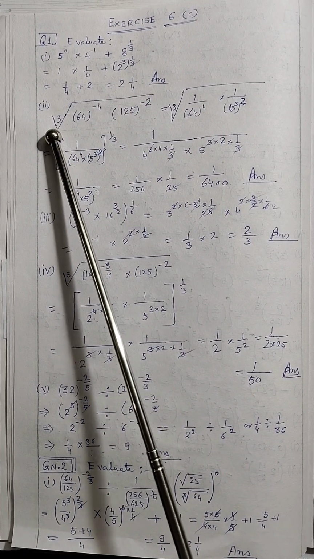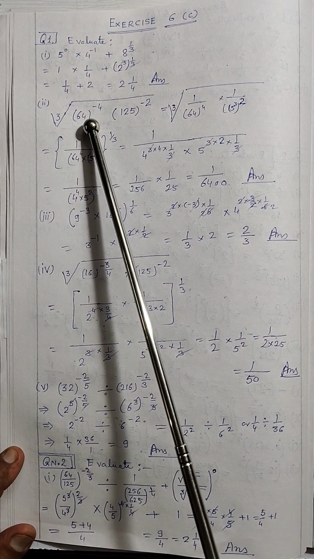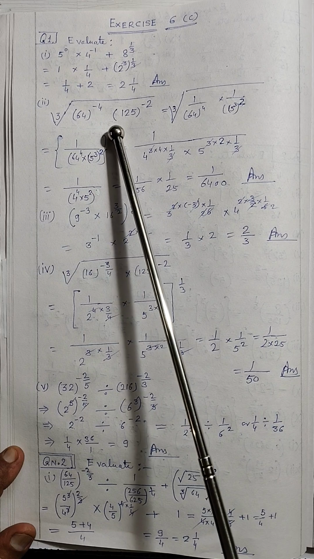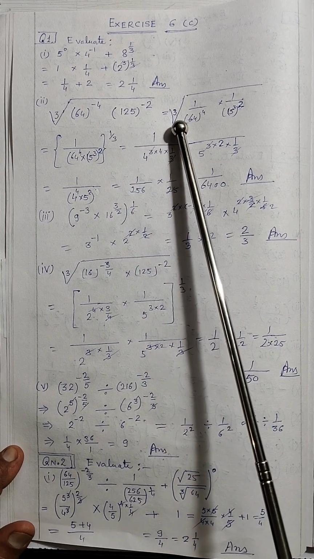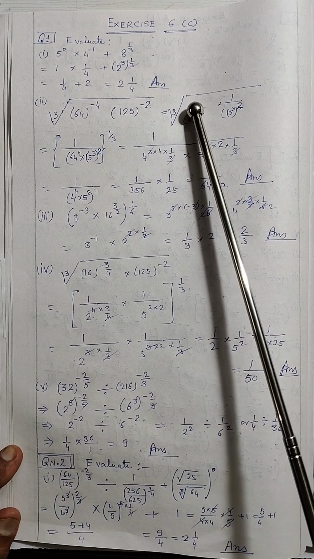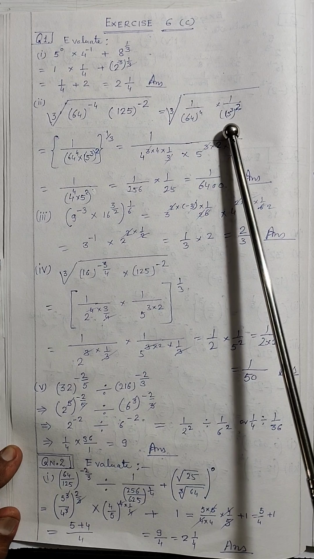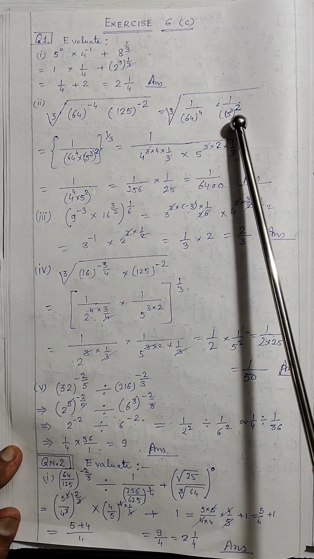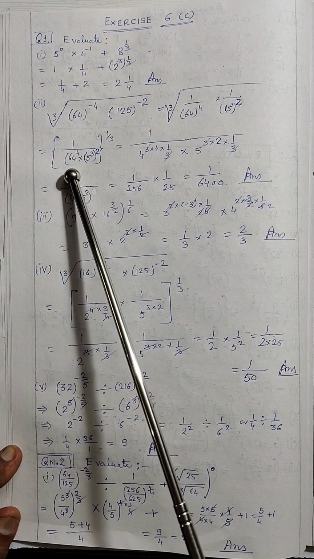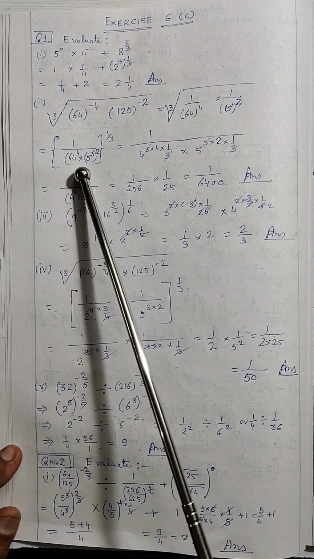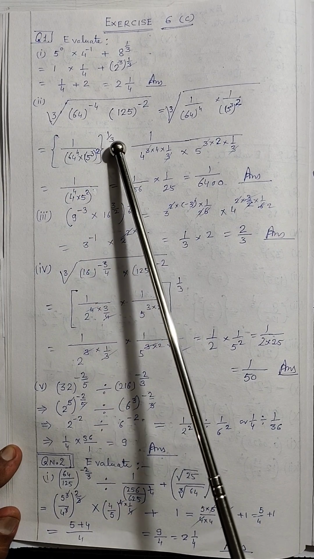Now come to the second part. Cube root of 64 raised to power minus 4 into 125 raised to power minus 2. This can be written like this: the cube root of 1 upon 64 की power 4 into 1 upon 5 raised to power 3 whole raised to power 2. Here it will be 1 upon 64 की power 4 into 5 raised to power 3 की power 2 whole raised to power 1 by 3.